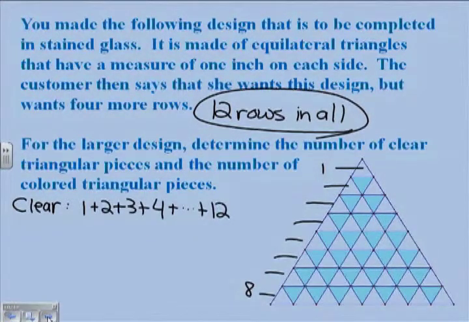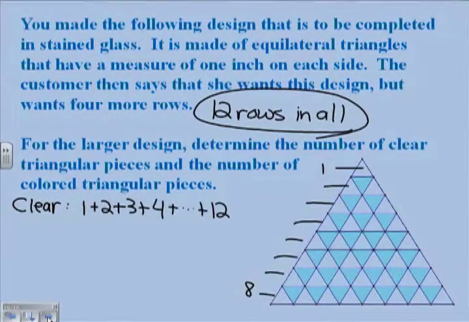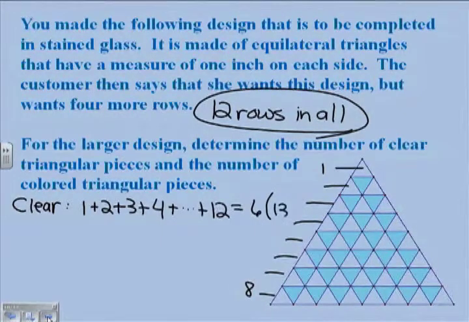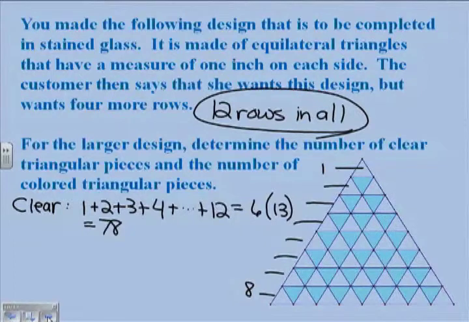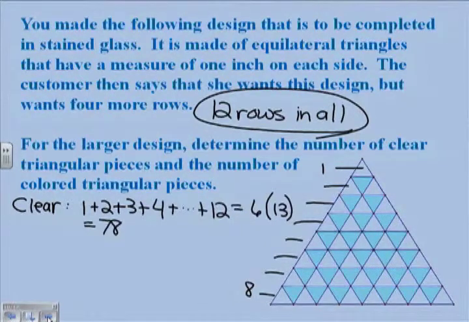So by the time you draw out those next 4 rows and you count them up one at a time, I know this is arithmetic. I have 12 numbers. There's 6 pairs. These 2 add to 13, which means we need 78 clear tiles. That was quick.